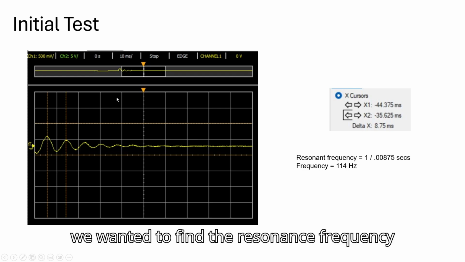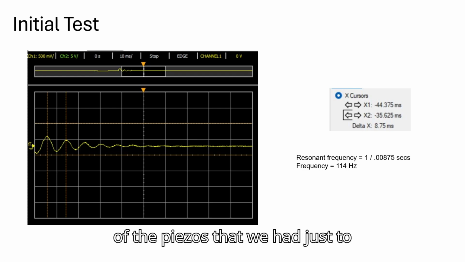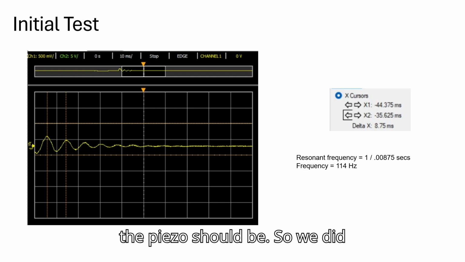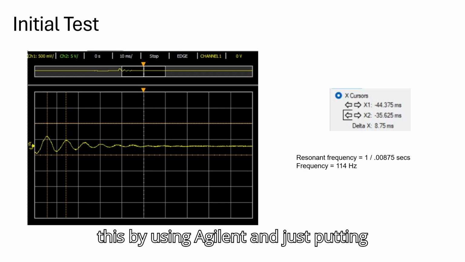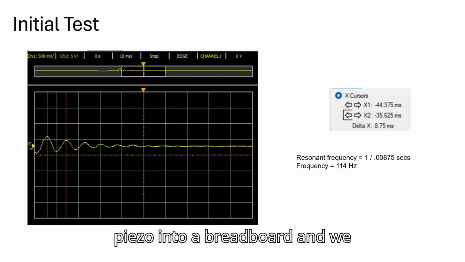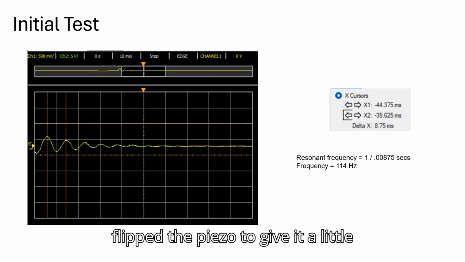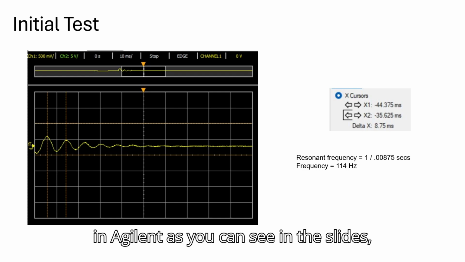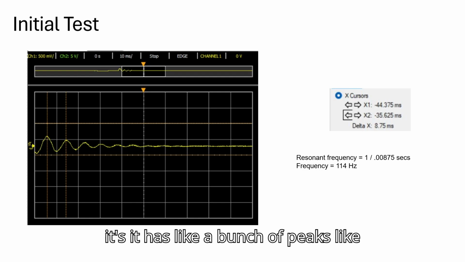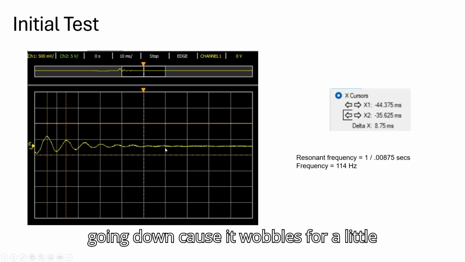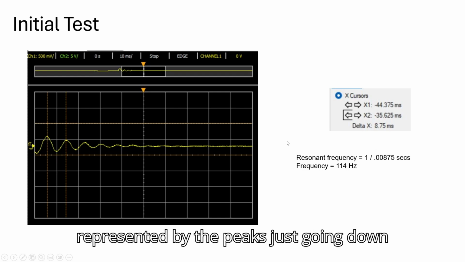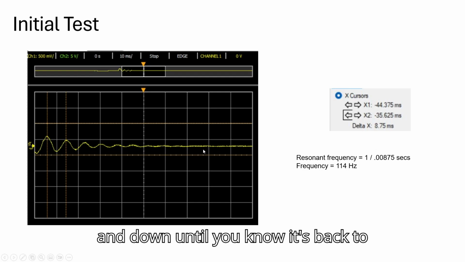So initially, we wanted to find the resonance frequency of the piezos that we had, just to find out what the baseline was for where the piezo should be. So we did this by using Agilent and just putting the piezo into a breadboard. And we flicked the piezo to give it a little spike, and we captured that spike in Agilent, as you can see in the slides. It has a bunch of peaks going down because it wobbles for a little bit and then it stops, and that's represented by the peaks just going down and down until it's back to where it was.